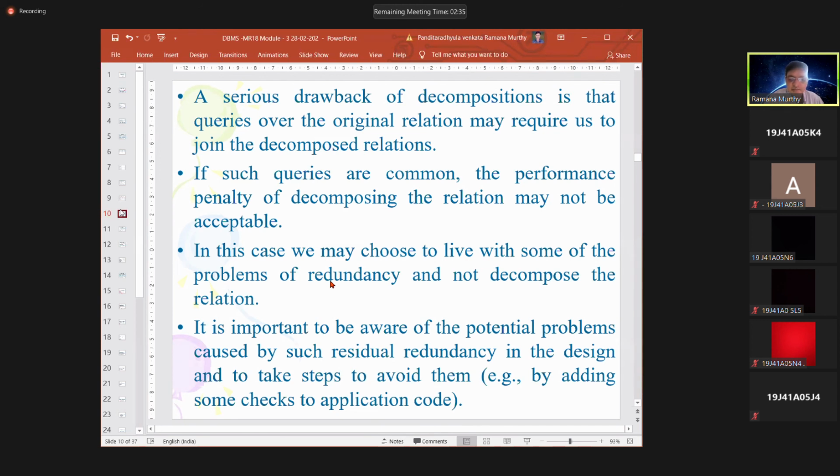Residual redundancy means the redundancy within the particular table. That is the meaning of residual redundancy. Okay, but the only thing is we need to be aware of what happens if the redundancy is available in the same table, which we call residual redundancy in the design, and to take steps to avoid them. In what way can we avoid this? Particularly by adding some checks to application code, in the programs.